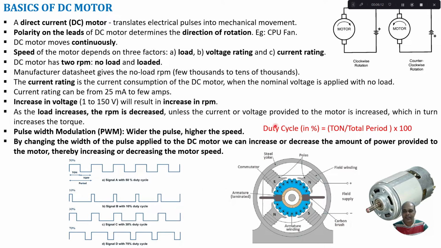So the duty cycle is given by T on divided by the total period. The total period is nothing but T on plus T off. So let us do a variation of speed of a DC motor by producing this PWM signal with different duty cycles. So thereby we can change the speed of your DC motor.